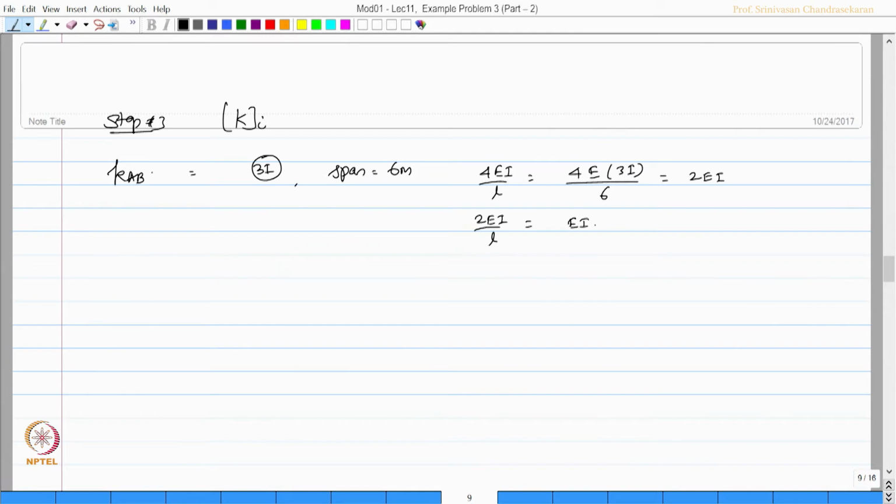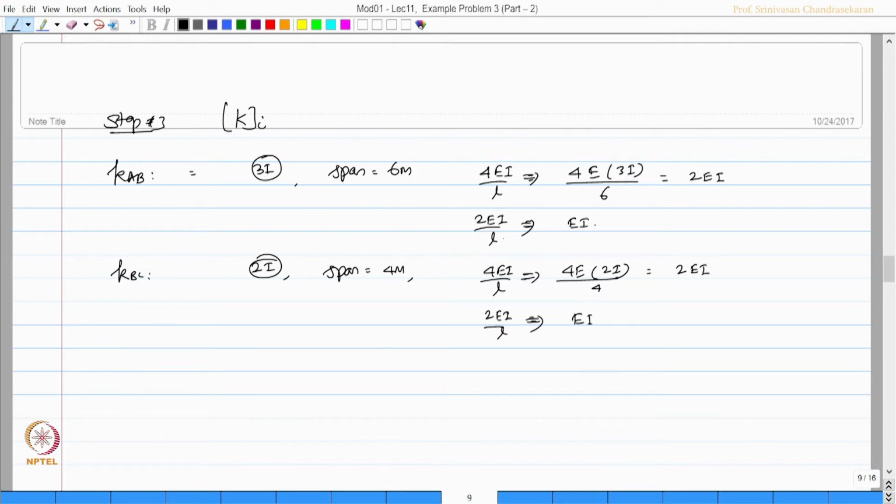Similarly, required for span BC, we need to also find the EI is 2I in this case and the span of BC is 4 meters. Therefore, 4EI by L for this problem could be 4E into 2I by 4, which is 2EI, and 2EI by L is actually EI, is it not? This is EI.